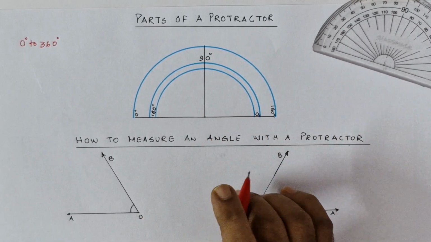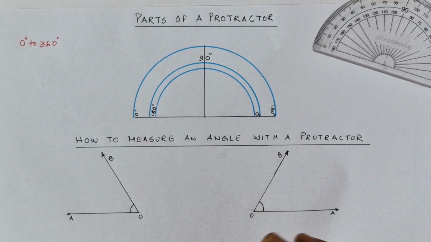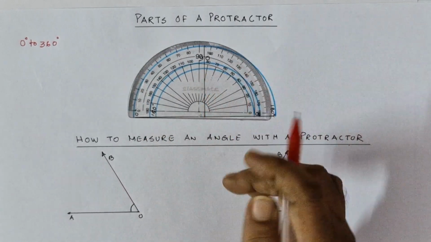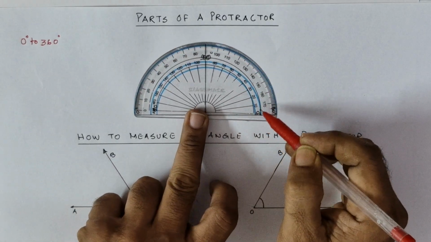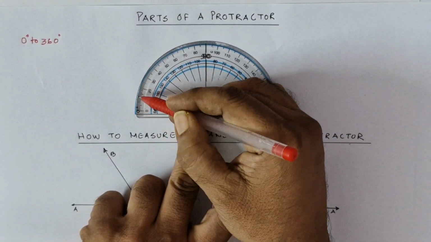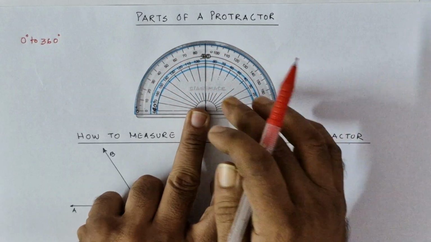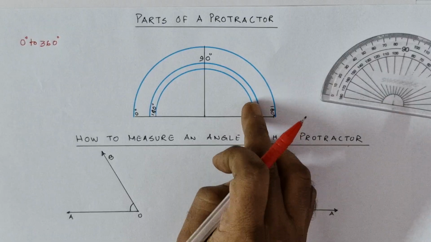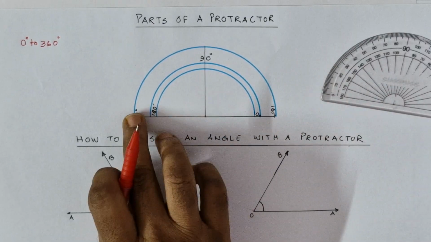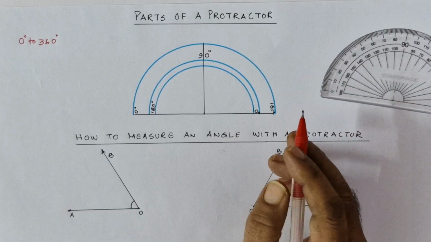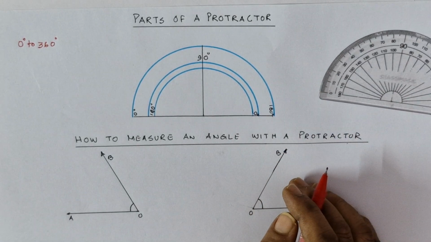Okay. See, the protractor has two scales. The inner scale, from 0 to 180. This is the inner scale. And this is the outer scale from 0 to 180 again. So see, this is the inner scale, which is from 0 to 180, and this is the outer scale from 0 to 180 degree. So the inner and the outer scale.